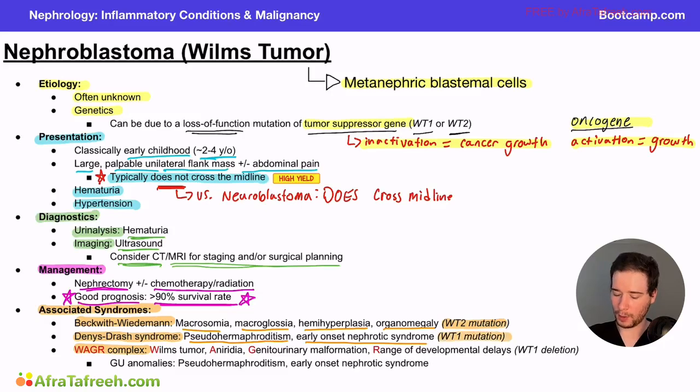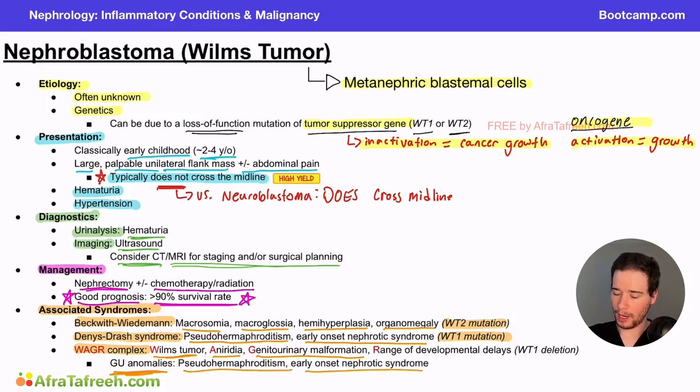And finally, we have WAGR complex, which has the Wilms tumor. This is a memory aid to remember the first letter WAGR for each of the associated symptoms. This also has aniridia. Aniridia is the abnormal development of the iris around the eye. So that is what the A stands for. The G stands for genitourinary malformations. And notice I kind of put below that the GU anomalies that we're talking about with this condition include pseudohermaphroditism and early onset nephrotic syndrome.